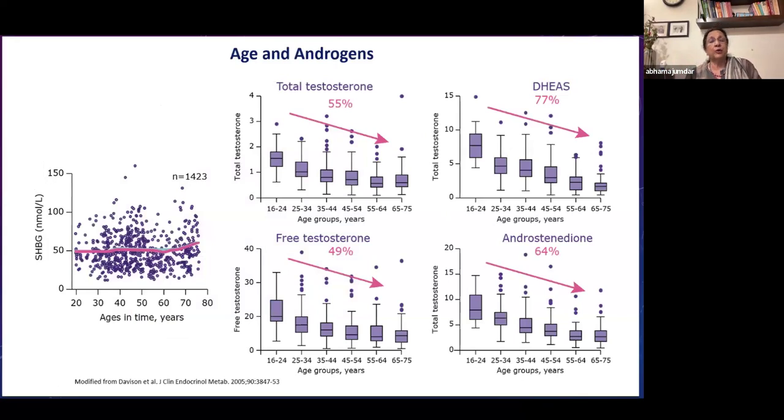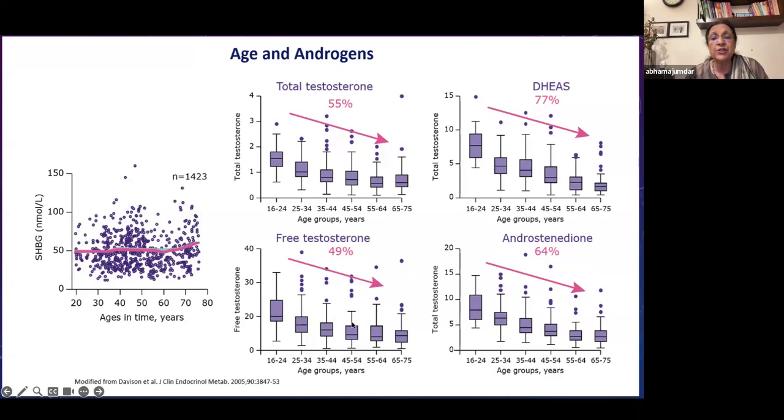Now you look at androgens. At a certain age, when estrogens start getting less, the woman is aging, sex hormone binding globulin is equal as age and time in years. You see, from 20 to 80 years, sex hormone binding globulin doesn't change. But from 16 years to 65 years, you will see total testosterone going down, DHEAS going down, androstenedione going down, and free testosterone going down. So all the androgen goes down. So when women come in this age group for conception, the androgen is already receding.